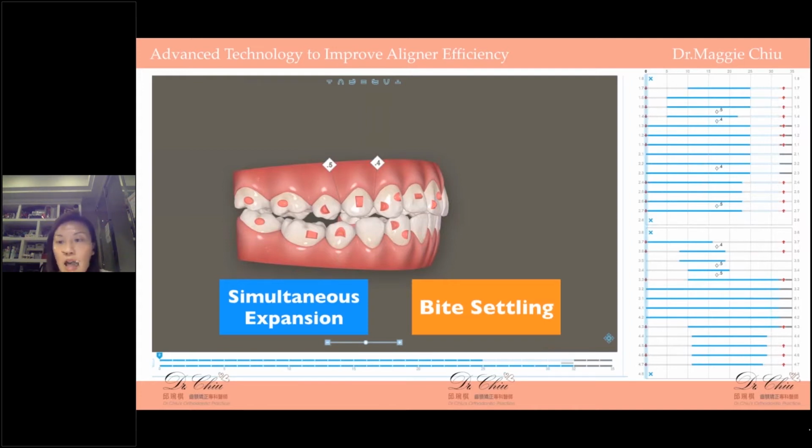As you can see, we have some IPR to get some space, to correct some crowding, and to do some intrusion. Usually a tip here, I love to do my IPR at the same stage, okay, and at the same appointment to decrease any inefficiency, or to give the patient a better sense of feeling that we're not cutting their teeth every time they come in. Okay, so that's a good tip.